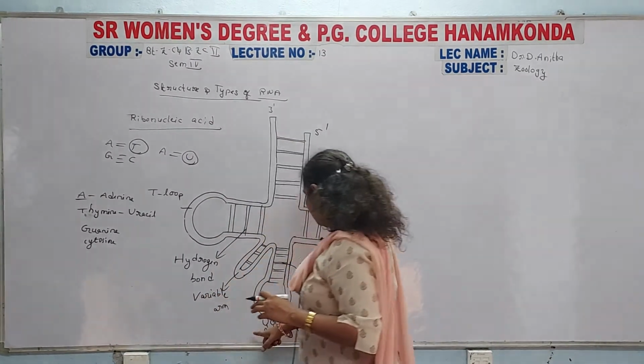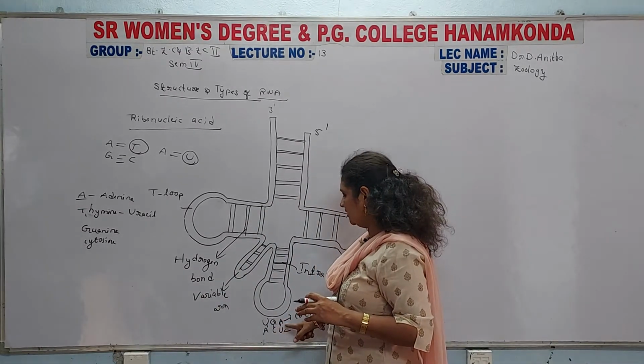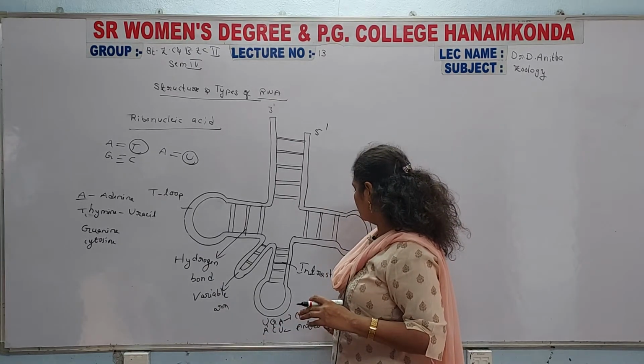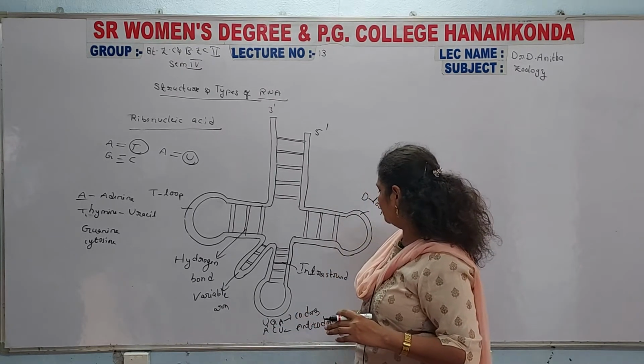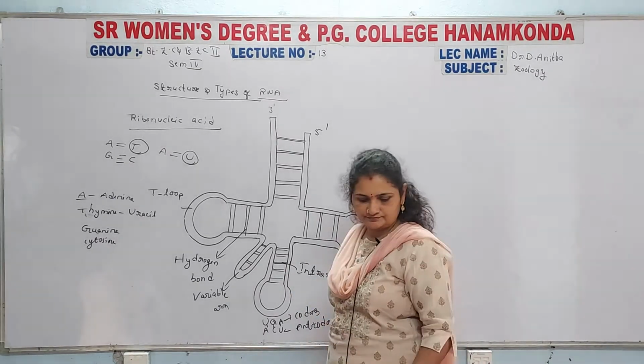So here, uracil is bonded with adenine, guanine is bonded with cytosine, and again adenine is bonded with uracil. So these, UGA, are the codons. The codons present on the structure of RNA are going to bond with the anticodons.